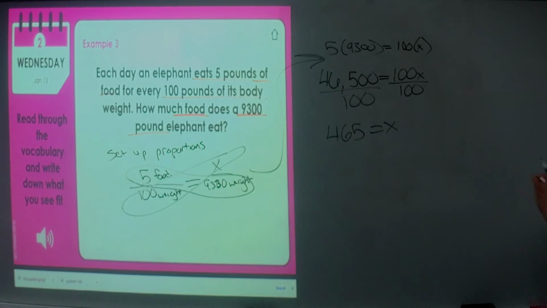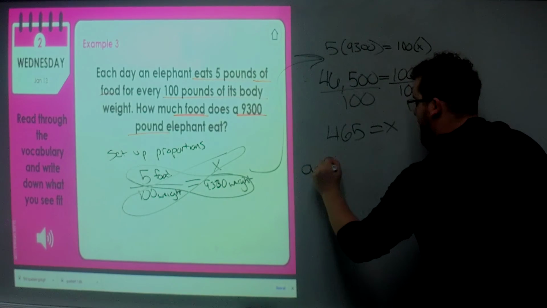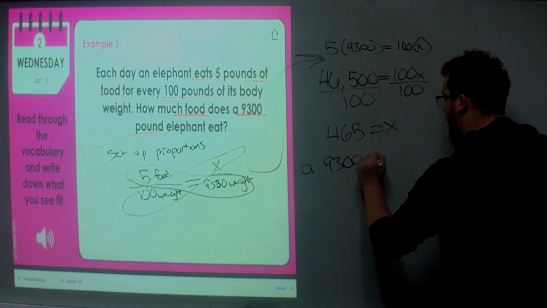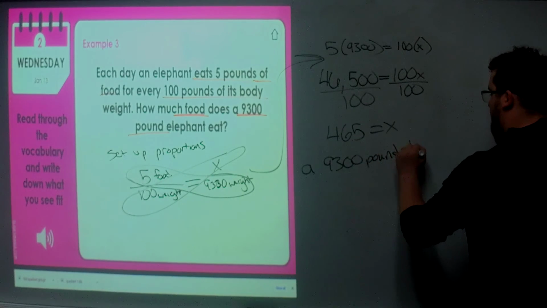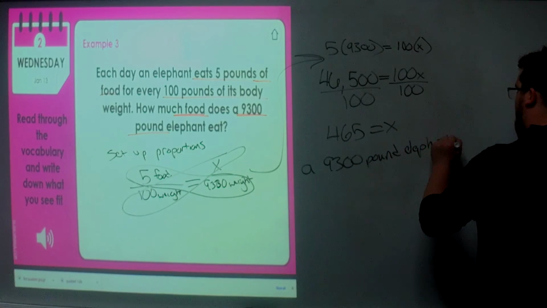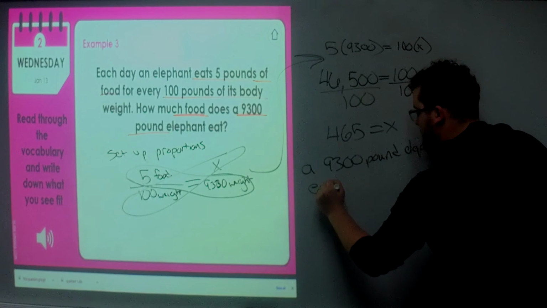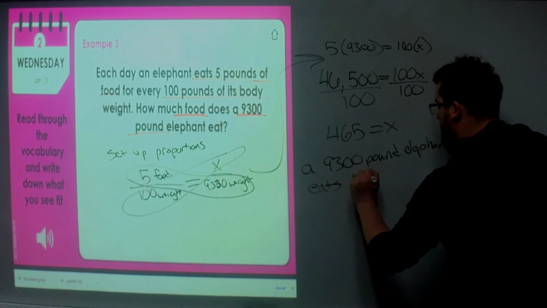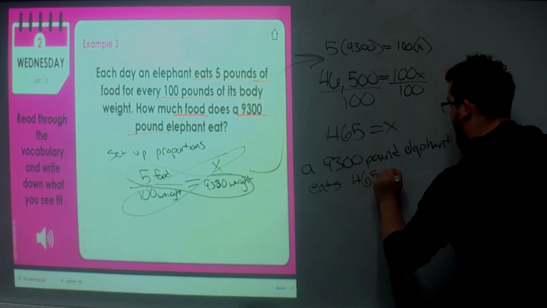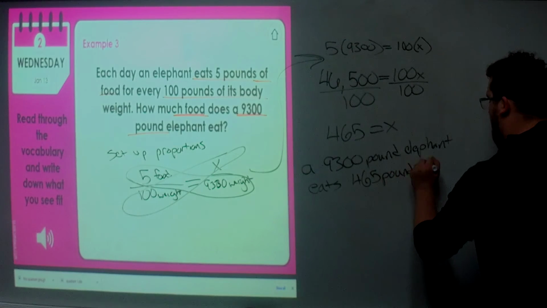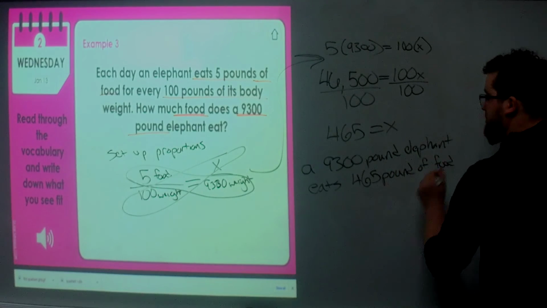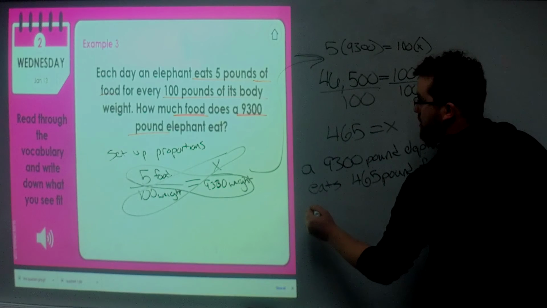Now finish the problem. Answer the problem. A 9,300 pound elephant eats 465 pounds of food per day.